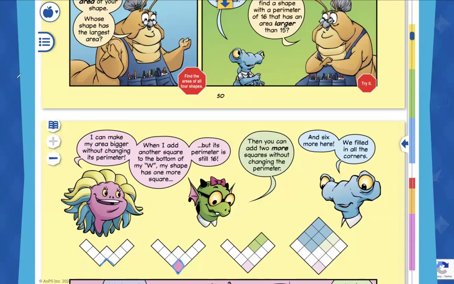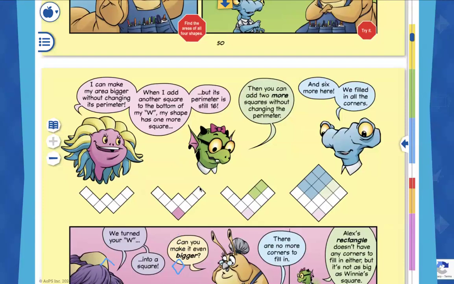Go ahead. Then you can add two more squares without changing the perimeter. Oh my goodness. Now they are wanting to add two more squares without changing the perimeter. Go ahead. See how they are doing it? Who's Alex? Nevan, go ahead.